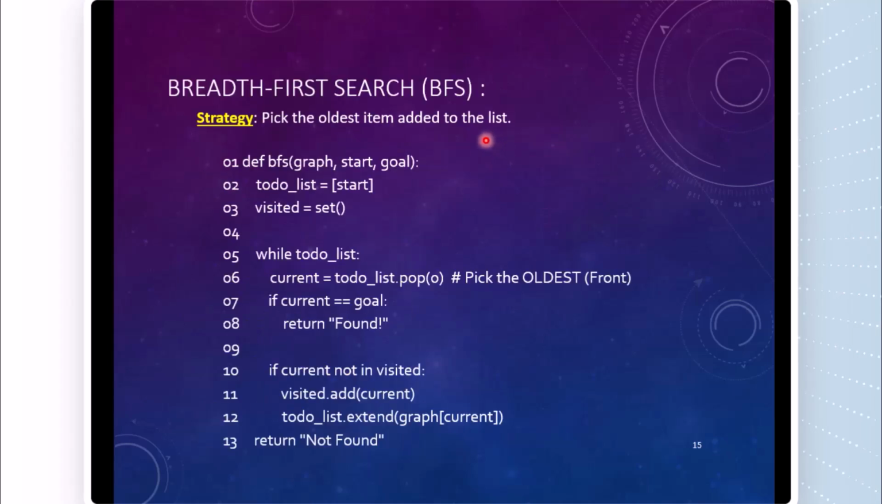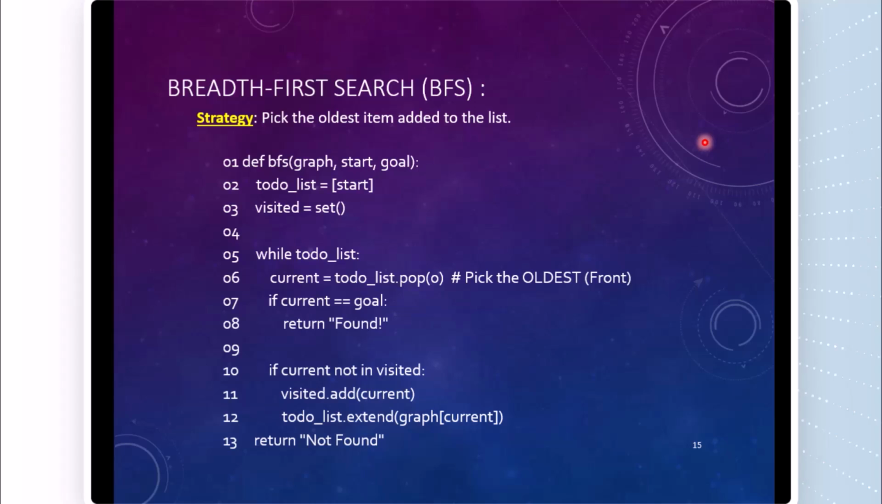Let's look at the algorithm for the breadth first search. This code implements a breadth first search algorithm to determine whether a target node, goal, can be reached from a starting node, start, in a graph. So the target node is goal and the starting node is start.